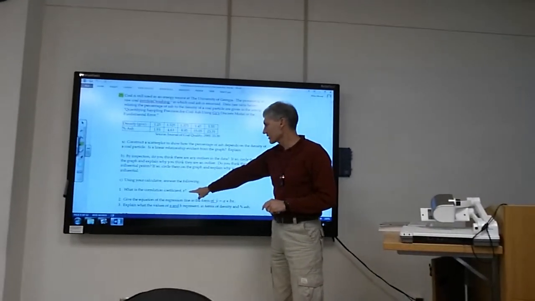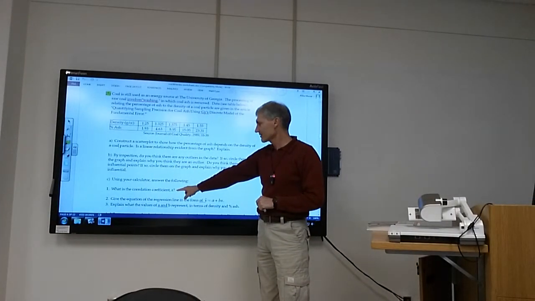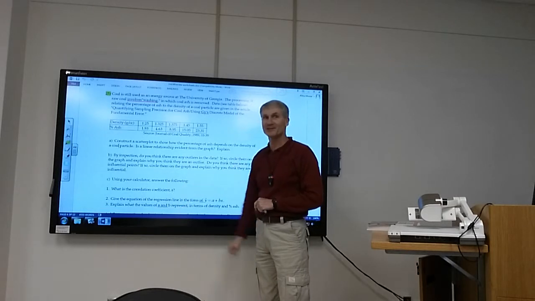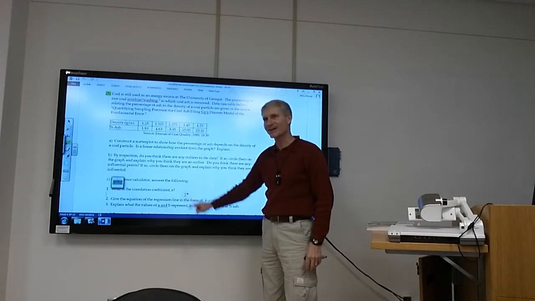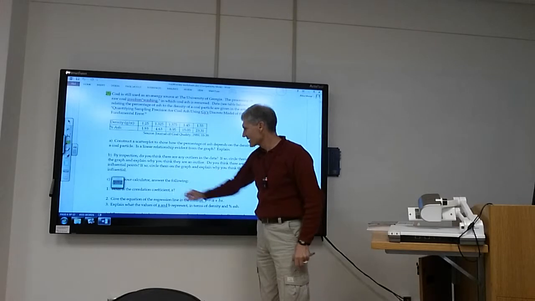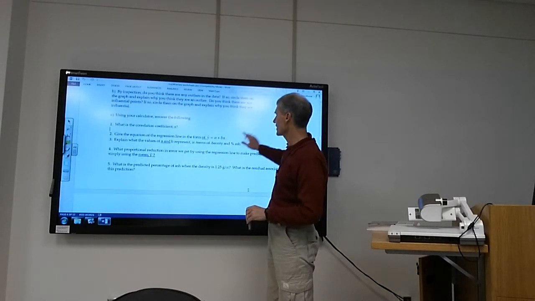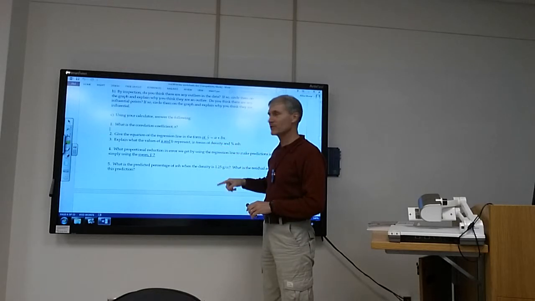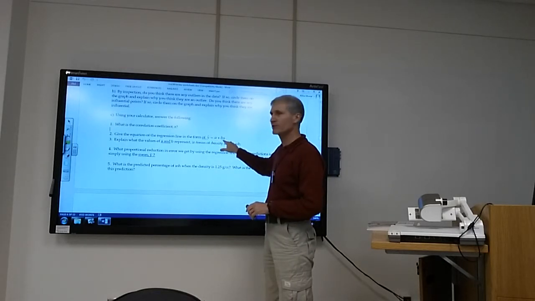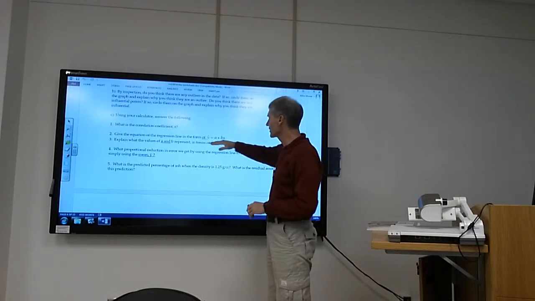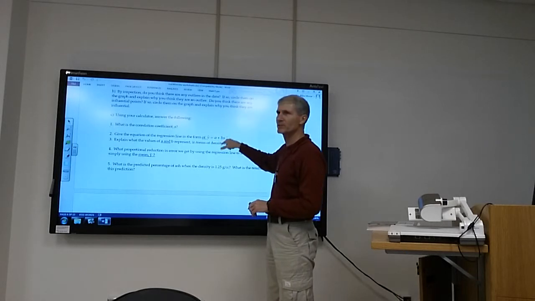Okay, so that'll give you the correlation coefficient. And what's that? Oh, I even put it there. R. What's it called on your calculator? It's R. Then it gives the equation of the regression line. Your calculator will give you a value for A and a value for B. So then you form the equation as it's written here, A plus BX.